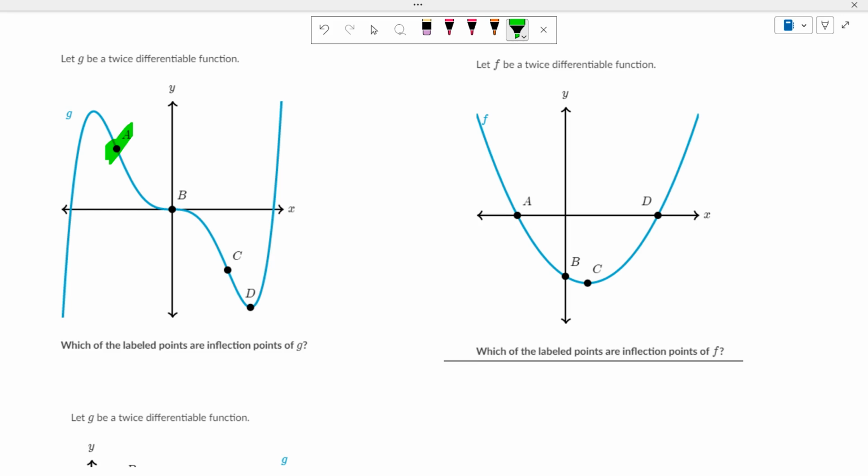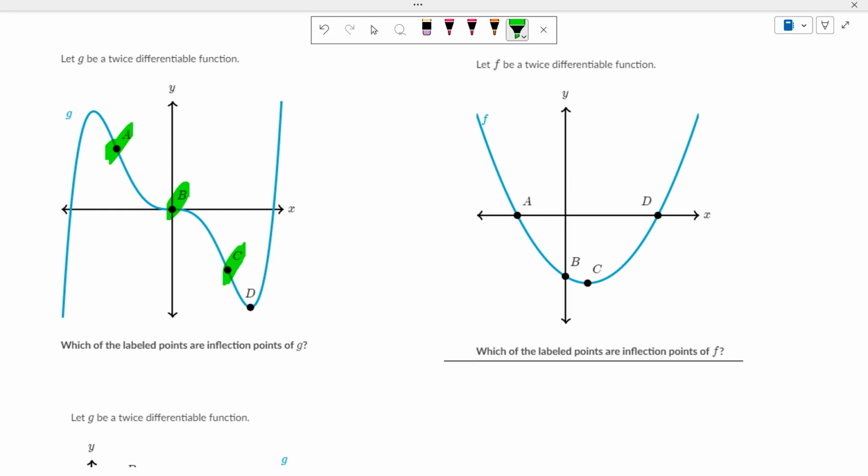Is B a point of inflection? Yes. C, it's going from pouring out to filling up. C would be a point of inflection. Would D be a point of inflection? No, it would not be. It would be a minimum point. Okay? So those are all points of inflection.